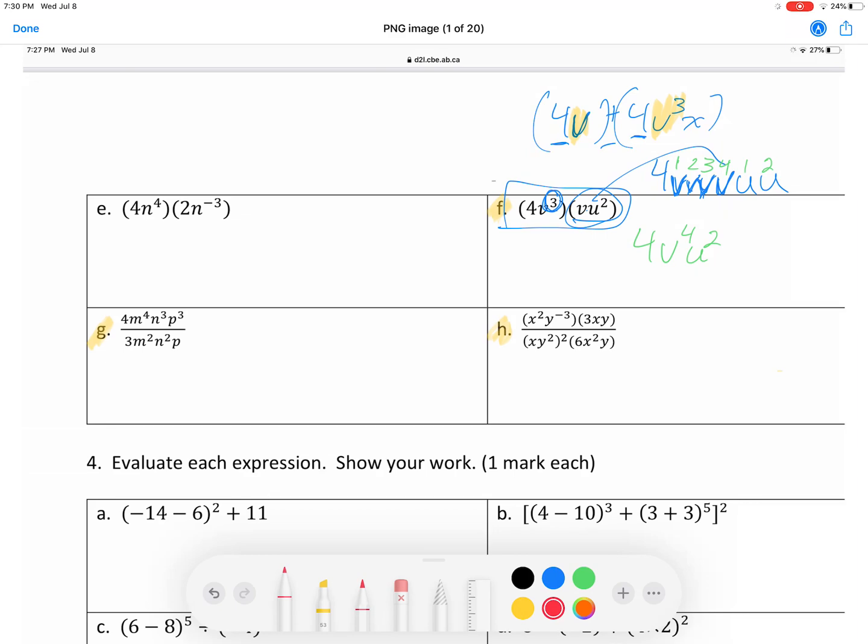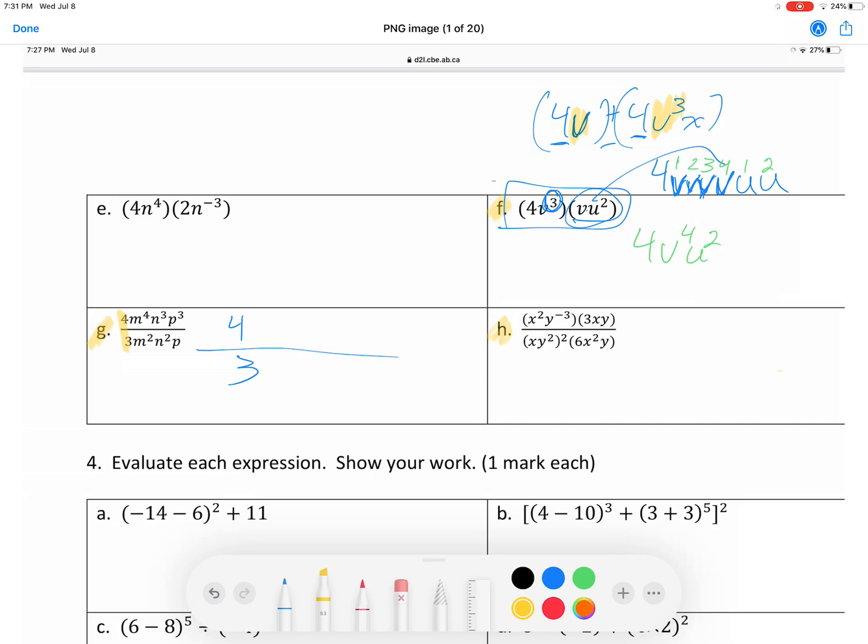Let's go to G. So that's the answer there. I won't give you the final answer on this next one. So remember here, this means here. Let me try a different highlighter. 4 divided by 3, well, I can't simplify that. We're going to leave it as 4 over 3 because I don't want decimals in this. So I'm going to have 4 over 3.